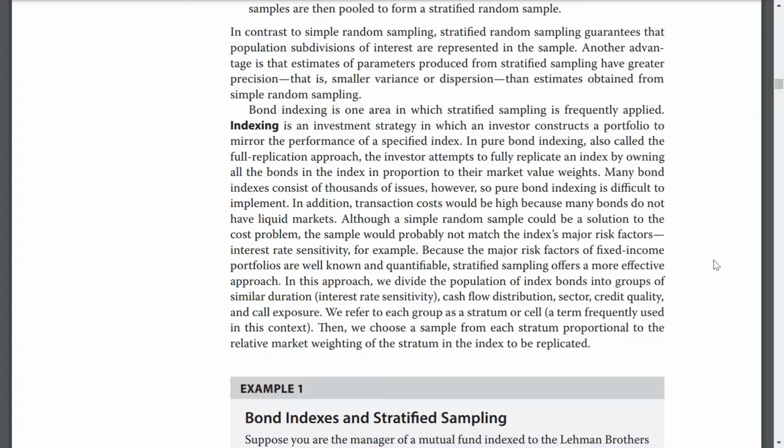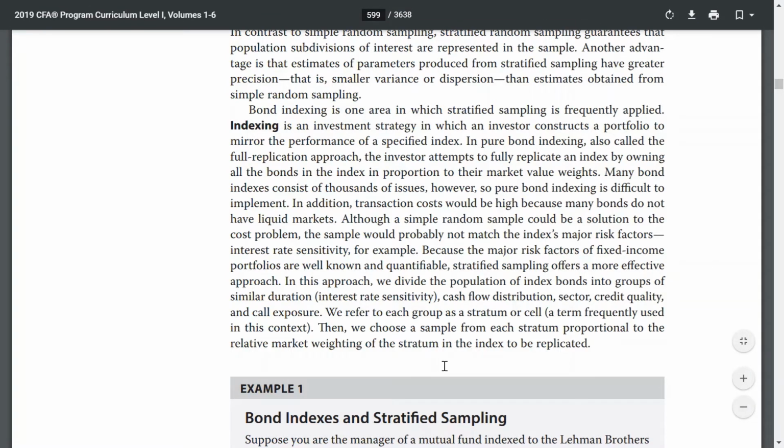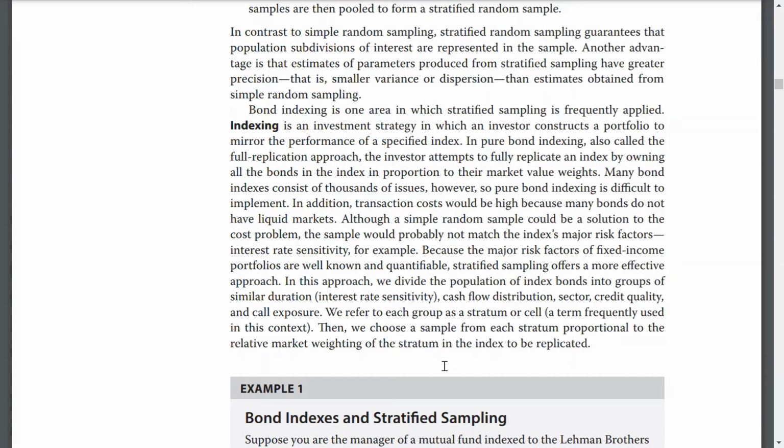In addition, transaction costs will be high because many of these bonds do not have liquid markets. Although a simple random sample could be a solution to the cost problem, the sample would probably not match the index's major risk factors, interest rate sensitivity for example, because the major risk factors for fixed income portfolios are well known and quantifiable. Stratified sampling offers a more effective approach.